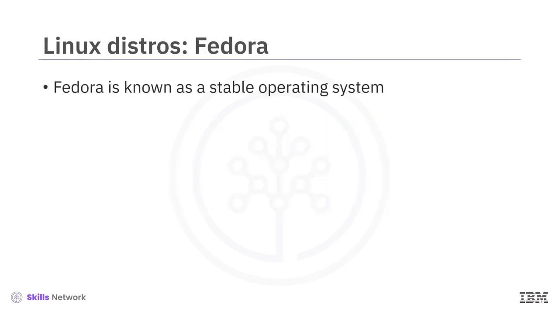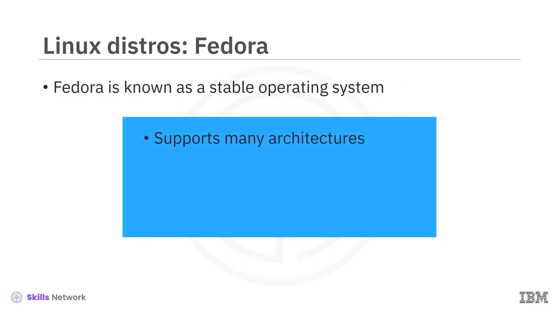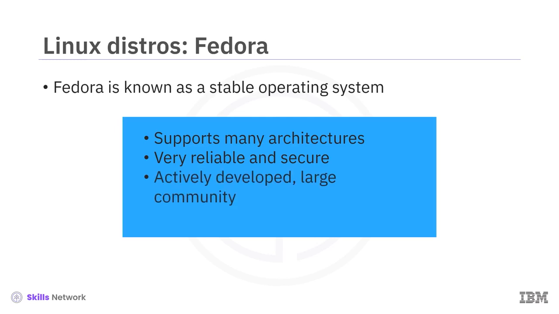Next is Fedora, which is known as a stable operating system that supports many architectures. It's also very reliable and secure, offering unique firewall and security features. It's actively developed with a large and growing community, and it's sponsored by Red Hat. Consequently, Red Hat uses much of Fedora's code base, after testing, of course.